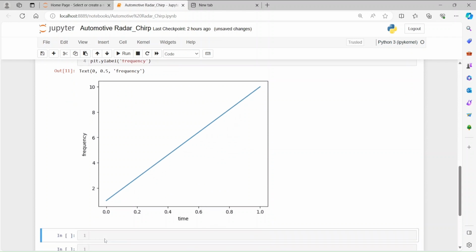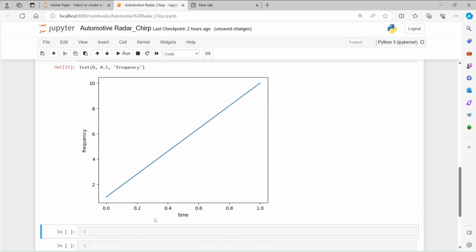Okay, and within the time duration, 1 second. So this is time and this is frequency. But you can also say the bandwidth here is 10, the stop frequency minus the start frequency, right? And also we have the time, the chirp duration is 0 to 1. Okay, so this is what's going on here.